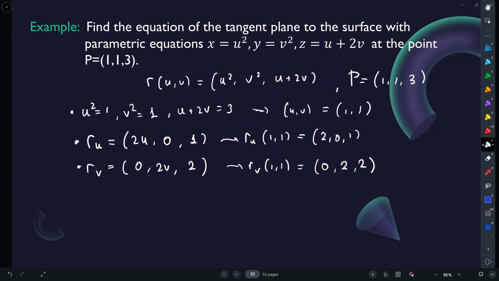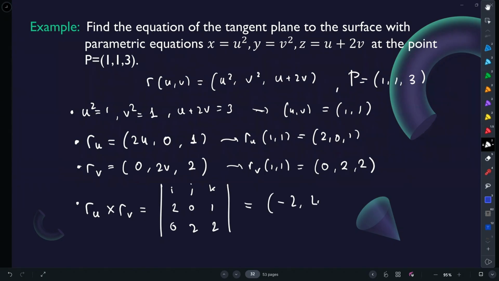Okay. So now to find the plane, I'm going to actually do the cross product just to see if it is even smooth at that point. So I'm going to find the cross product of R_u and R_v. And remember that that is given by a determinant like so. And the result of this is the vector (-2, -4, 4). I just need that direction. So if you see that it is a multiple of another easier vector, then I can take my normal vector to be (-1, -2, 2).